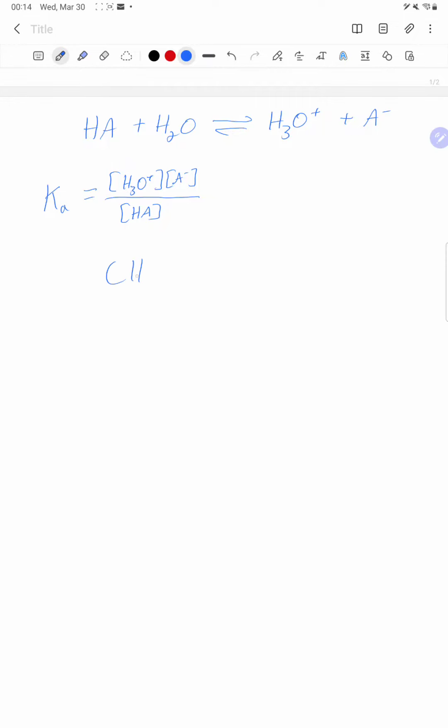Perhaps you're looking at methane. This is an organic molecule. Oops, that's not methane. You know what? That's fine. You're looking at methane. How likely is it to give up that proton? It's not. So it would have a very, very tiny Ka value. So you have a huge range of different values arising in this.